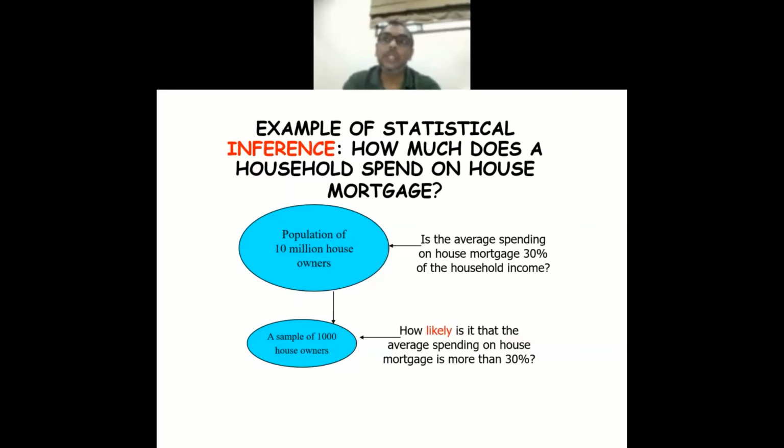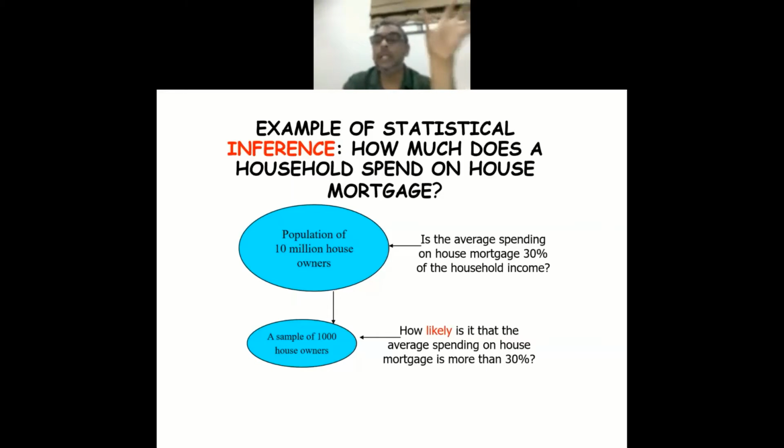Okay, so the question is we want to find out how much does a household spend on house mortgage, meaning to say how much does a person pay for his mortgage, for his housing loan. Okay, so we are trying to see what is the average here. So the question is, is the average spending on a house mortgage 30% of the household income? How likely is it that the average spending on house mortgage is more than 30%?